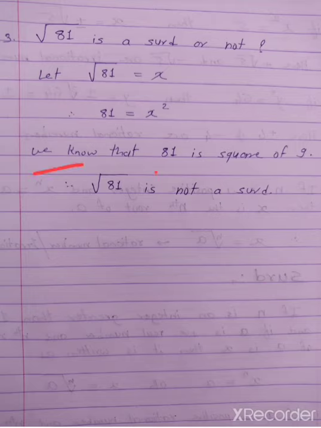Now we know that 81 is a square of 9 and 9 is a rational number. Therefore 81 is not a surd. Similarly, in the next question, cube root of 25.